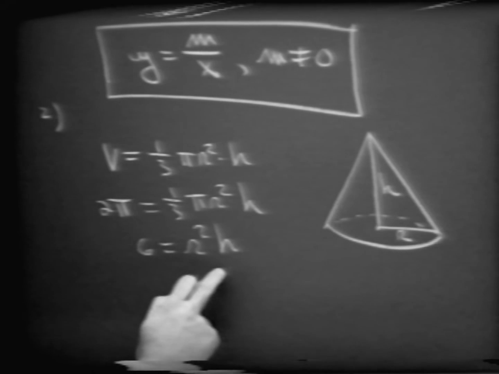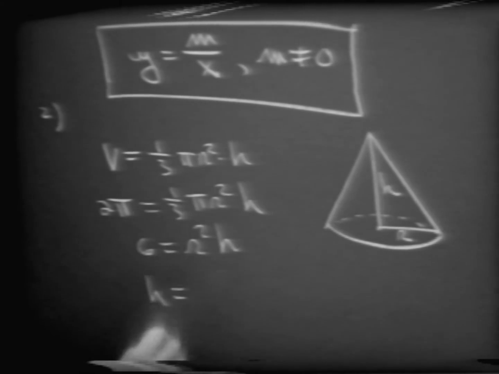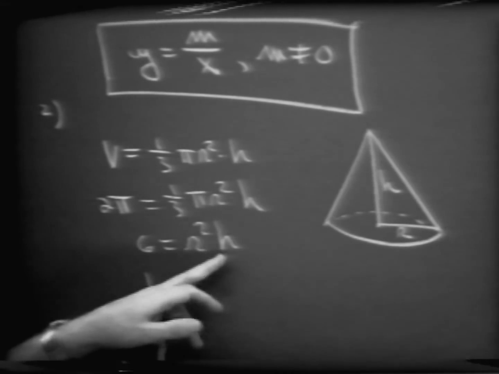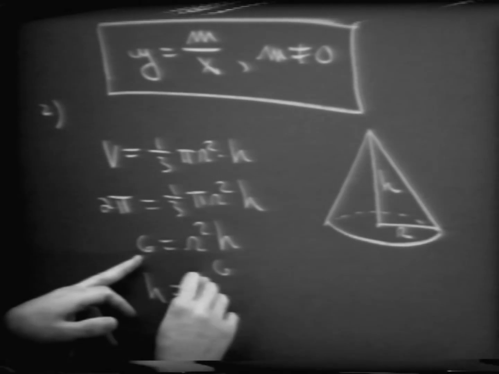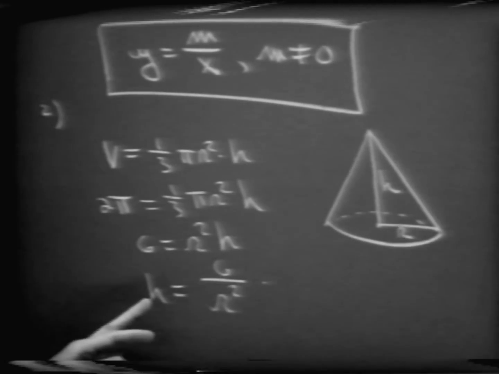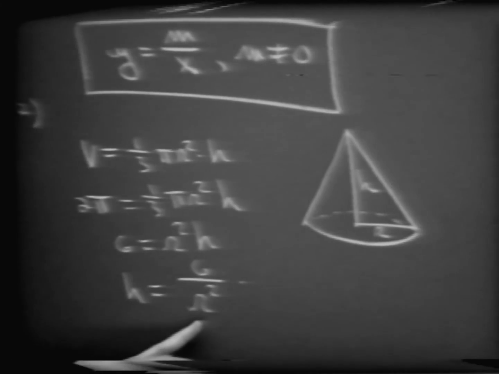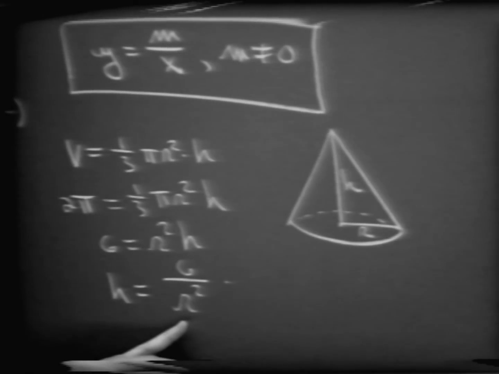Now let me think in terms of dividing through both sides by r squared. And turning the whole thing around, we have what? H is equal to what? In this case, 6 over r squared. All right? Now, again, here's a case of h varies inversely as the square of r. As the square of r.